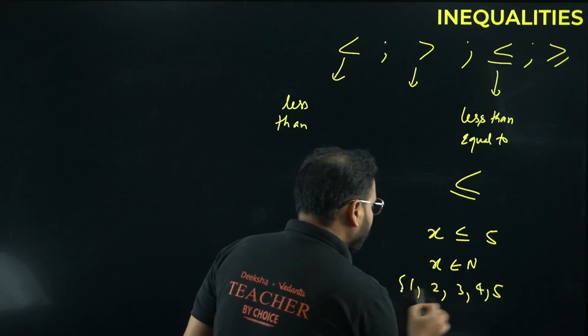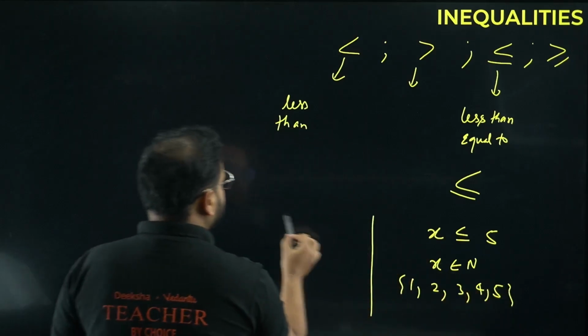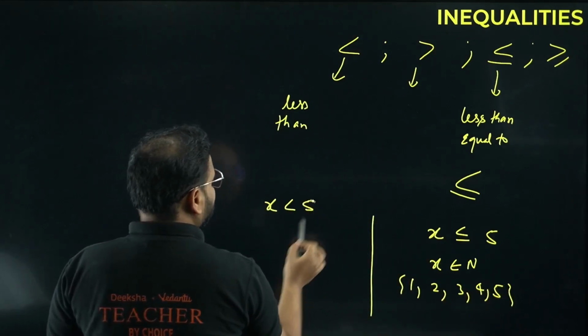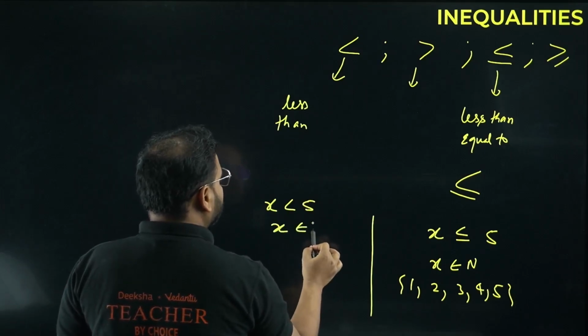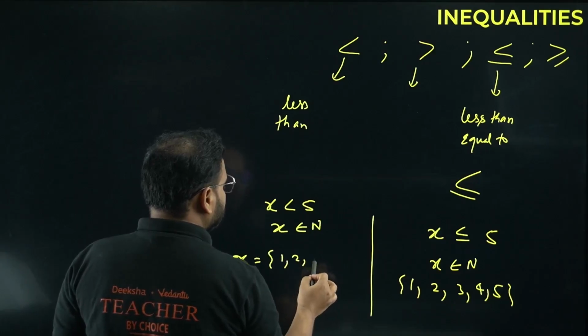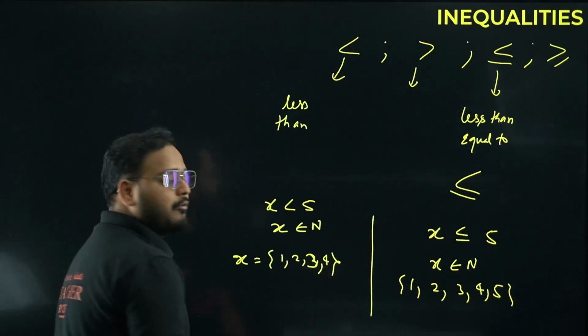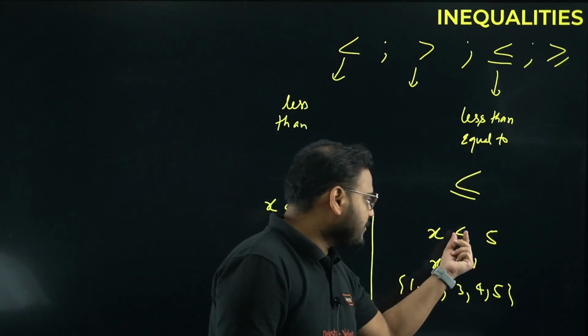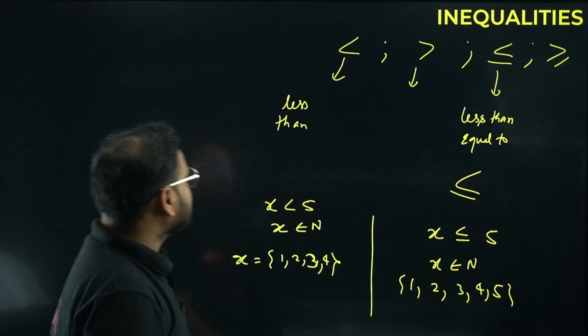This is the value of your x. Whereas if I change this statement to x less than 5, and right here x is only a natural number, then the answer will be x equals, please check, 1, 2, 3 and 4. 1, 2, 3 and 4 will not have 5 in it, because of the presence of equality, we mentioned that as well. Okay, so this is clear.